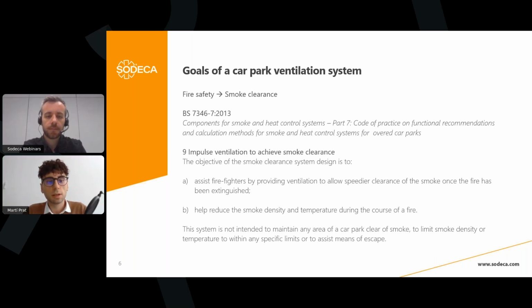So once the fire has been tackled, the system activates automatically to clear the smoke produced by the fire. And also the system helps reduce the smoke density and temperature during the course of the fire. But it is important to notice that this system is not intended to maintain any area of the car park clear of smoke or limit the smoke density or temperature to within any specific limits. This would be a smoke control system.